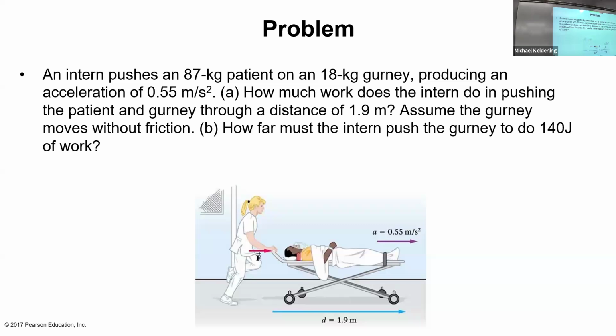Here we have an intern that pushes an 87 kilogram patient on an 18 kilogram gurney with an acceleration of 0.55 meters per second squared. So we're going to use, from previous chapters, force equals mass times acceleration. How much work does the intern do in pushing the patient and gurney through a distance of 1.9 meters? Assume the gurney moves without friction. And how far must the intern push the gurney to do 140 joules of work?